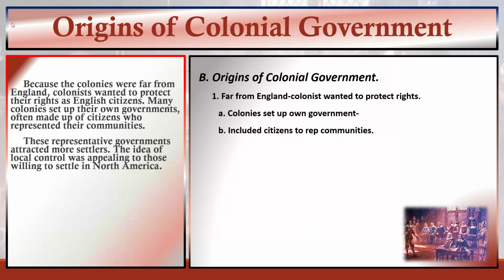Again, stop the video anytime you need to. Okay, paragraph 2, that's real short. These representative governments attracted more settlers. The idea of local control was appealing to those willing to settle in America. So not only do they set up representative governments, people are attracted. They come here because of that.